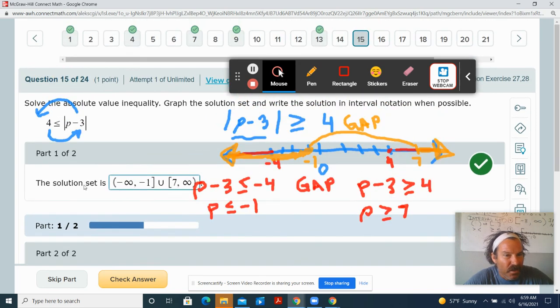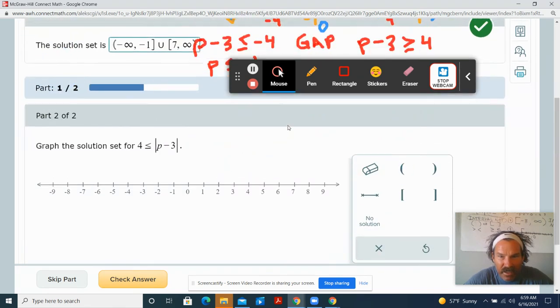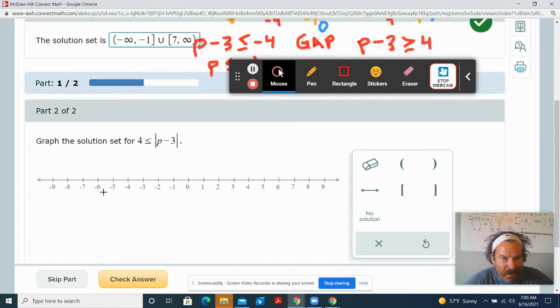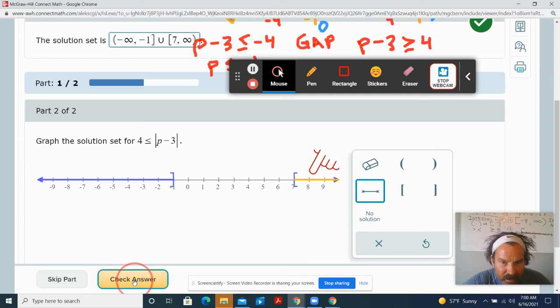Part 2 just asks you to graph. Basically the orange area that I have here is going to be reproduced down here. I'm going to use the right-hand bracket first, and that was at negative 1. The left-hand bracket, that's at 7. And I'm going to put the tools here and here. You should actually have the graph already done, just sketched out, so part 2 shouldn't be a problem. Check my answer.